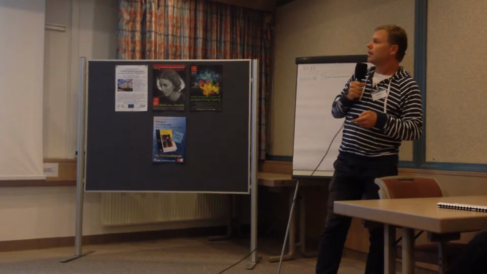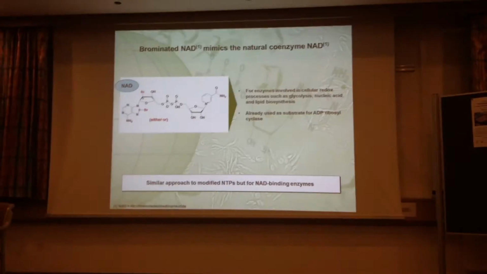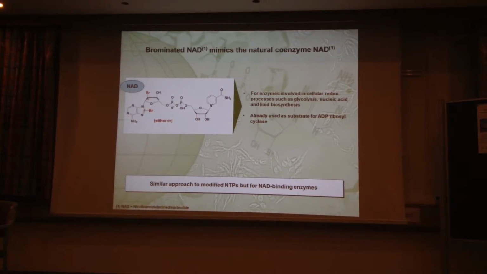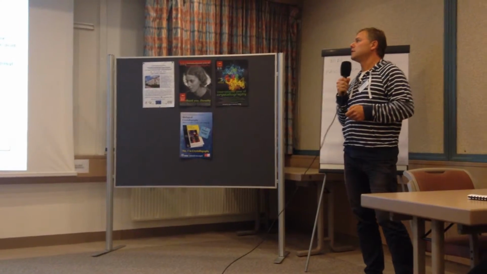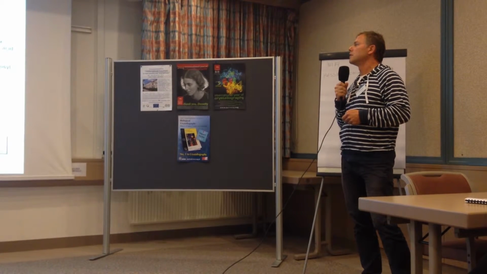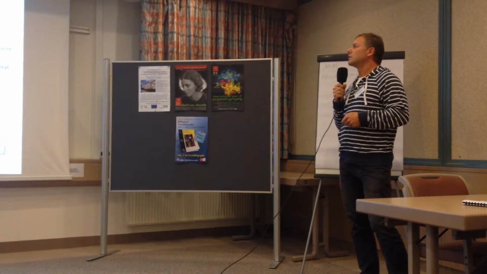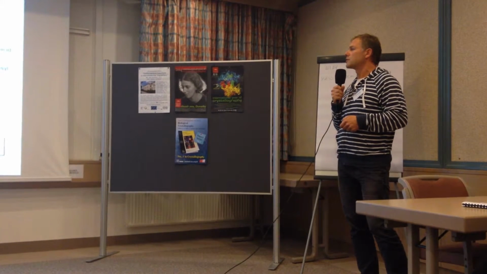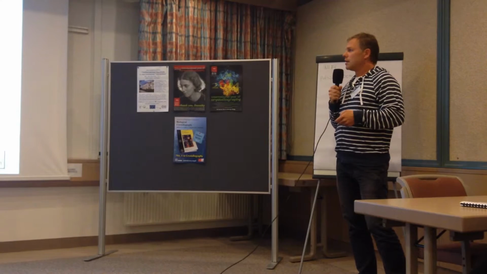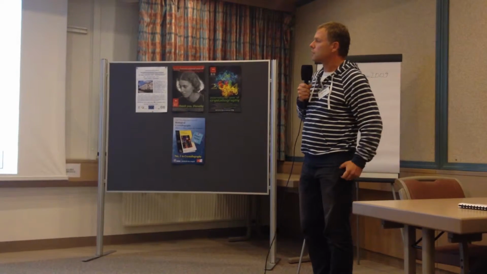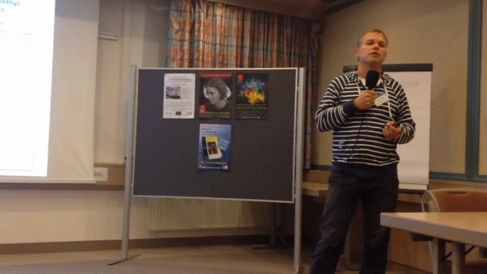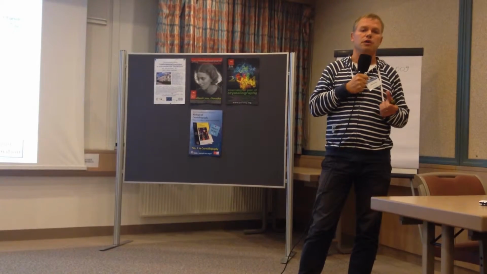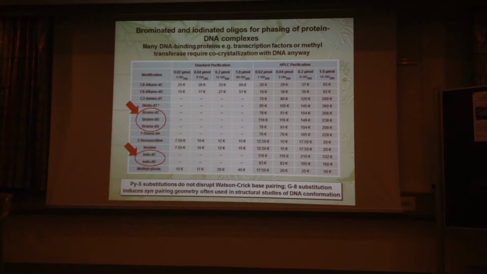Again, the same positions, 2' or 8, because those are best tolerated by most enzymes. And this brominated NAD mimics the natural coenzyme NAD and can be used for enzymes involved in the cellular redox cycles. Then the last piece is, don't use single nucleotides, but incorporate the heavy atoms into oligos, and then use these oligonucleotides as ligands for enzymes that do bind oligos.